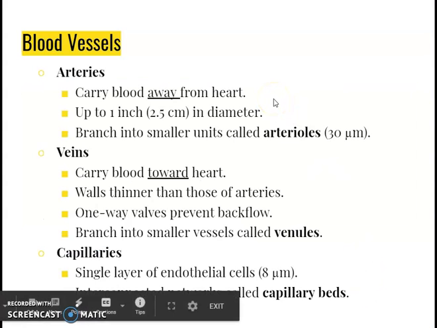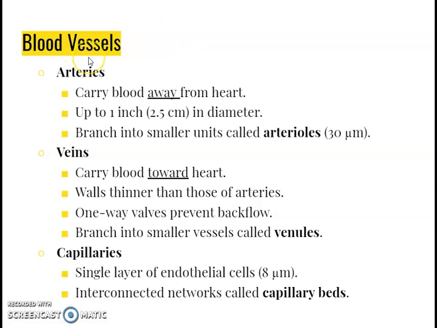Okay, so we talked about the blood now. So now let's talk about what the blood travels through, the blood vessels. There are 3 main types. So there are arteries. These carry blood away from the heart. So think the 2 A's, arteries and away. They can start out really big as they are leaving the heart. There's a lot of blood coming through them and it's under high pressure. And then they're going to branch into smaller and smaller units that are called arterioles. Okay, so those are the arteries taking blood away from the heart.